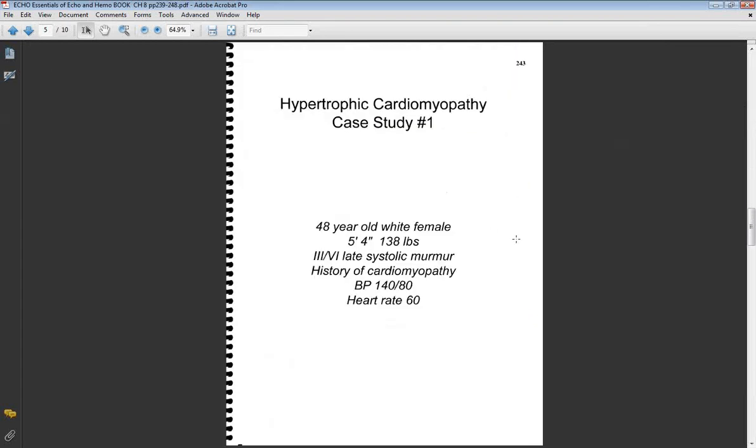All right, so let's talk about case studies. You have a 48-year-old white female who's 5'4", 138 pounds, with a 3 out of 6 late systolic murmur. So late systolic murmur already gives you some information. History of cardiomyopathy gives you some information. She has high blood pressure and a normal heart rate.